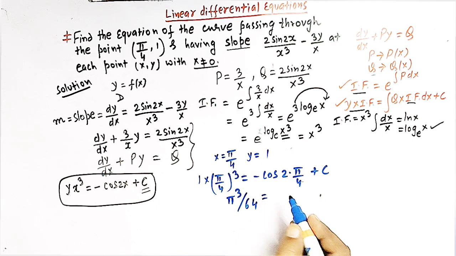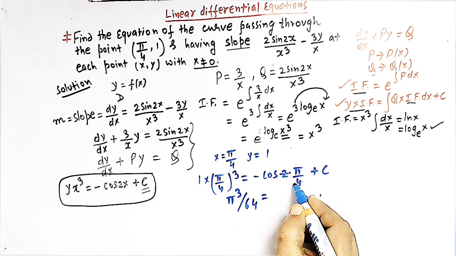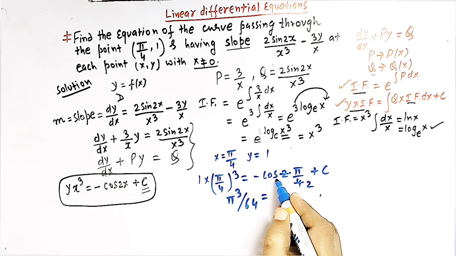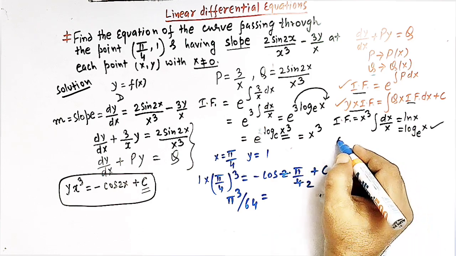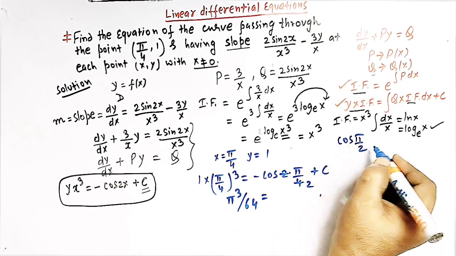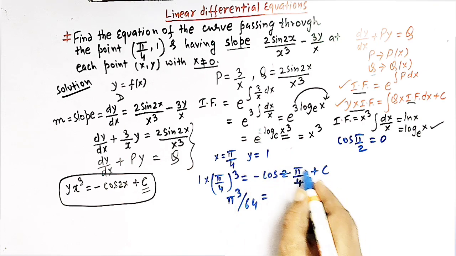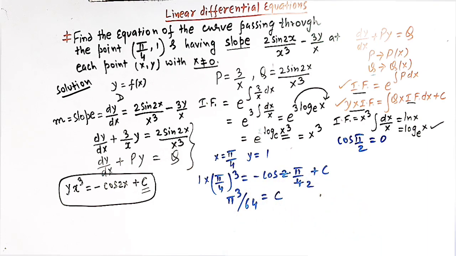64, and here we have 2 times 2 is 4. This is cos pi by 2. Cos pi by 2 is equal to 0, that is cos 90 is 0. So here this term is 0, so we are left with only c, right? So the constant of integration c has this value.